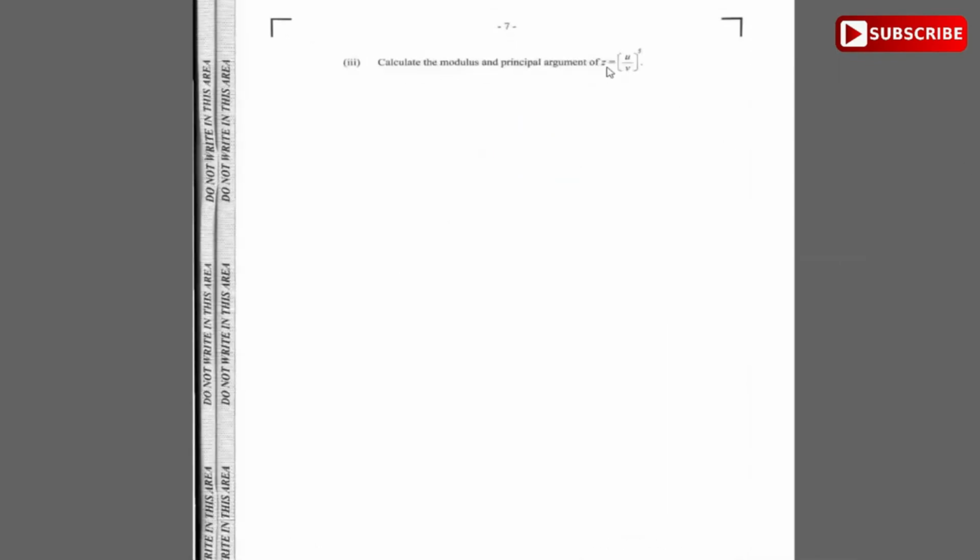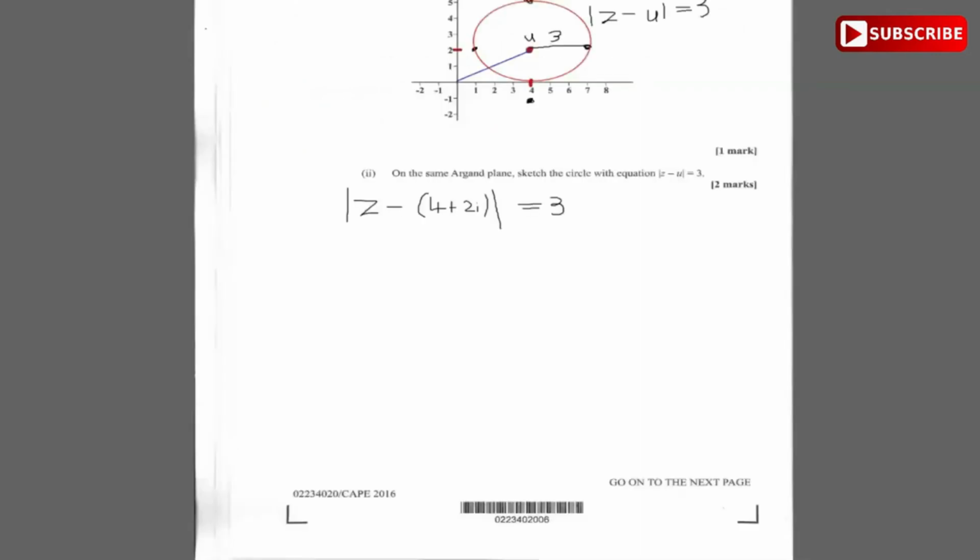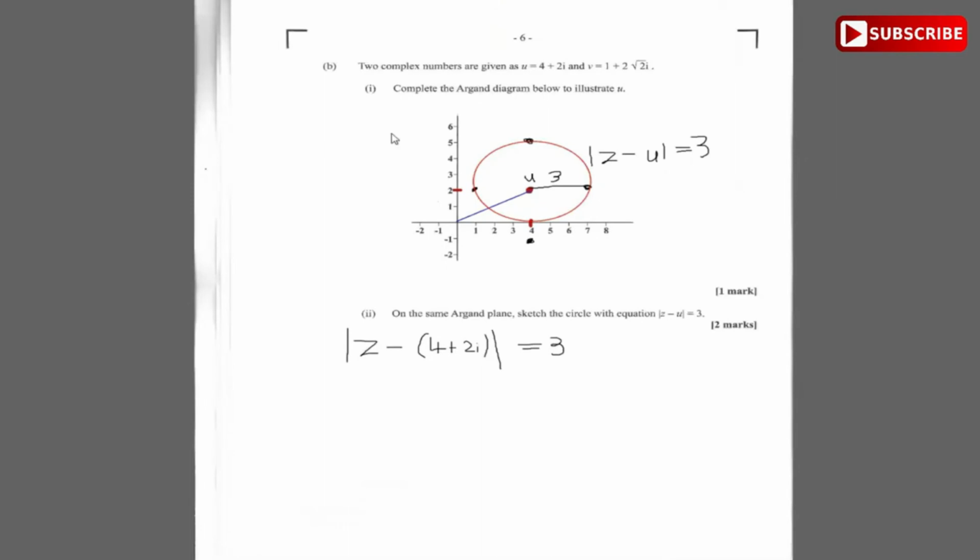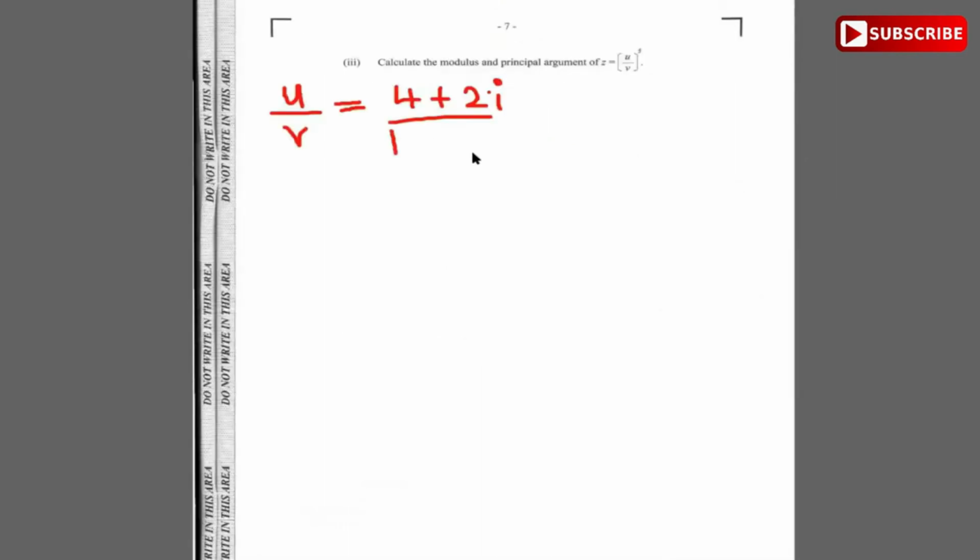The next part says calculate the modulus and principal acute argument of z, which is u over v to the 5th power. So first thing, before you work out u over v to the 5th power, once you see u over v, this is not in standard form. So we're going to need to rationalize by multiplying by the conjugate of v. Remember, u is 4 plus 2i. Let's check what v was again. Going back, v is 1 plus 2 root 2i.